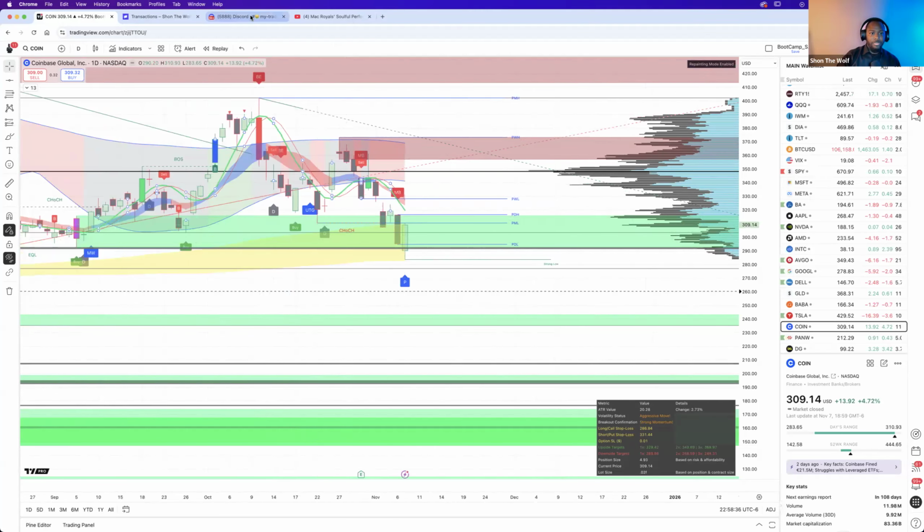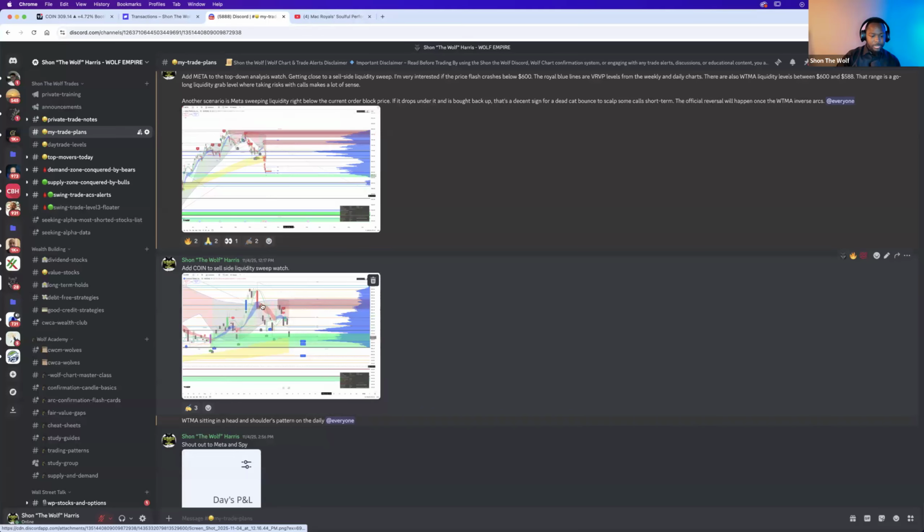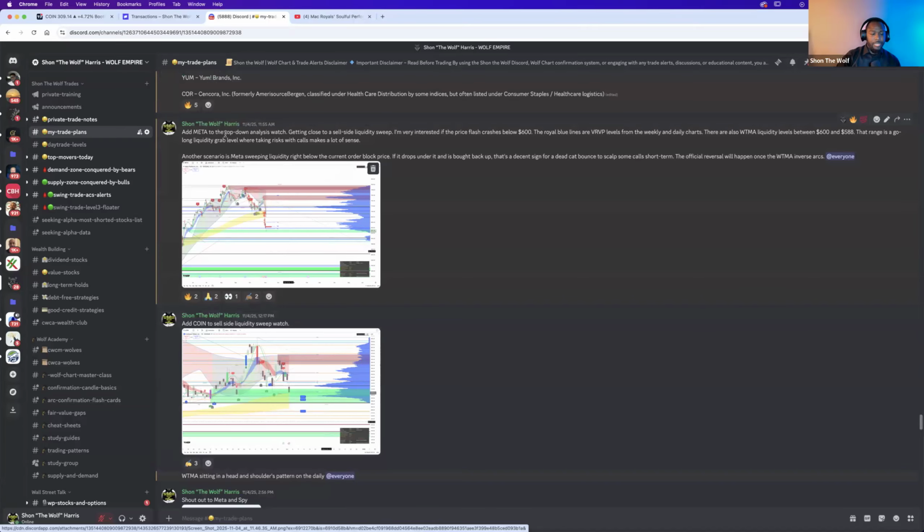And that's the type of signals I'm putting out, if you understand what I'm putting out there on the table, right? So if I say add Coin to your watch for a sell side liquidity sweep, that means that I'm expecting it to push under the green zone, buyers to step in and push it back up, right? Same thing I did for Meta.